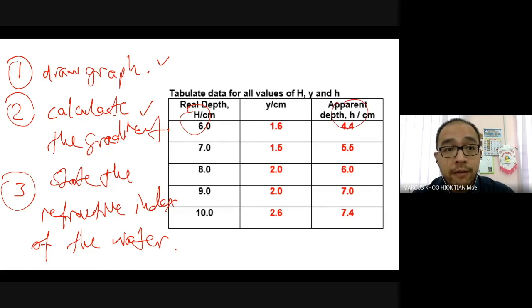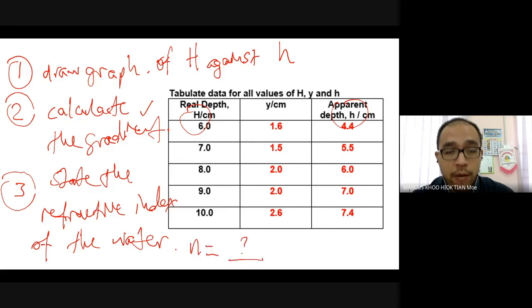Okay, because what is this graph that we want to draw? Okay, graph of real depth against apparent depth, big H over small h. Okay, so the refractive index, n equals to tau. Okay, how much is it?